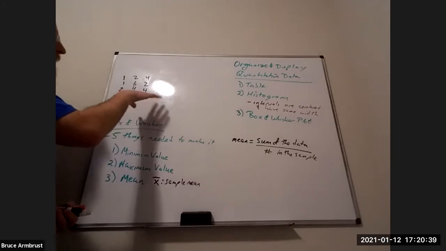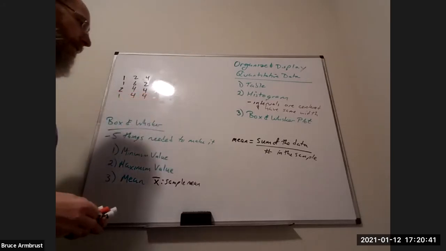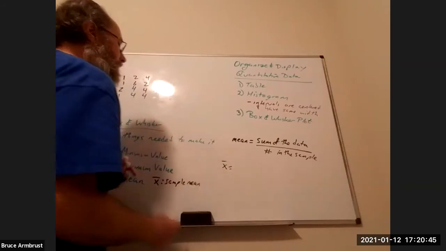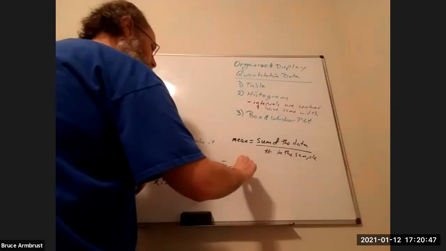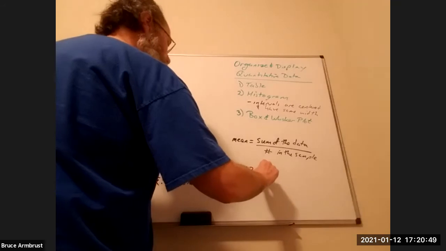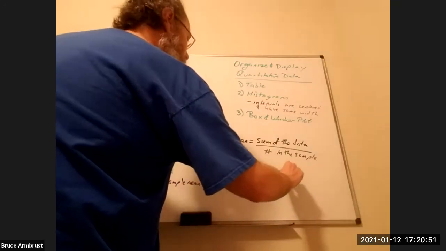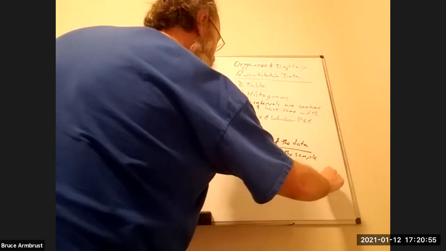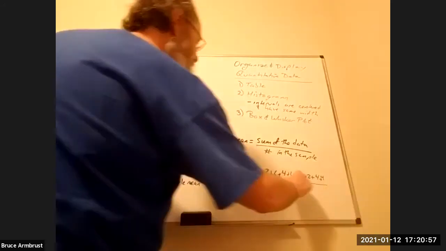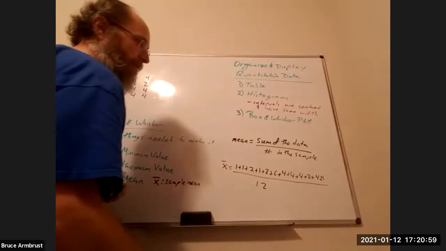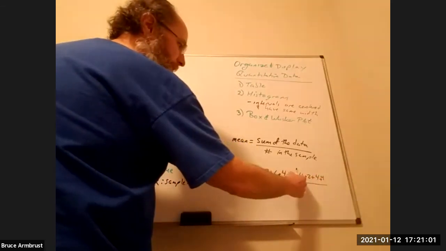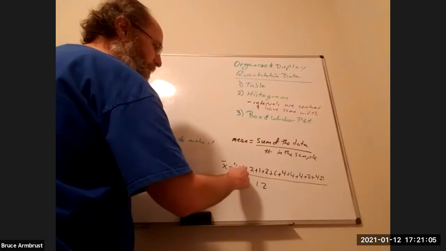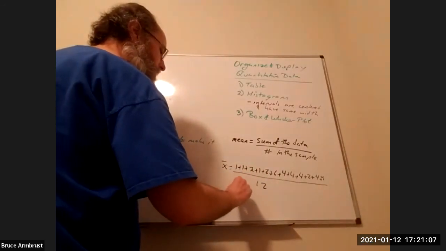All right, so for our data here, let's see what that is. So X bar is going to equal, again, just add them up: 1 plus 1 plus 2 plus 1 plus 2 plus 6 plus 4 plus 4 plus 4 plus 2 plus 4 plus 4. And we're going to divide that by 12. So let's see, we got 4, 8, 10, 22, 28, 30, 32, 33, 34, 35.